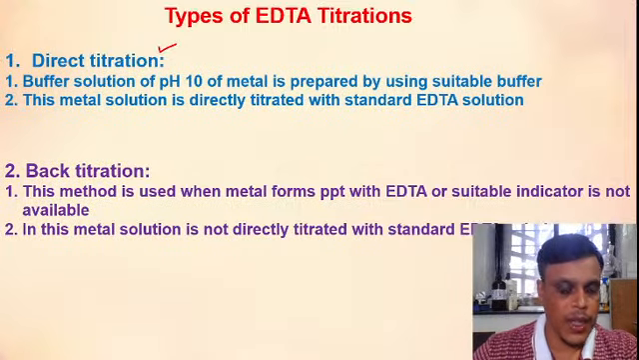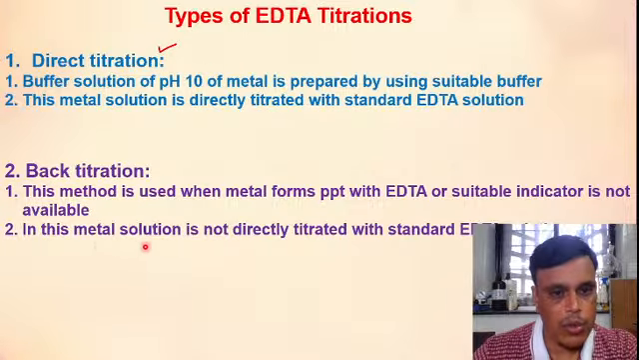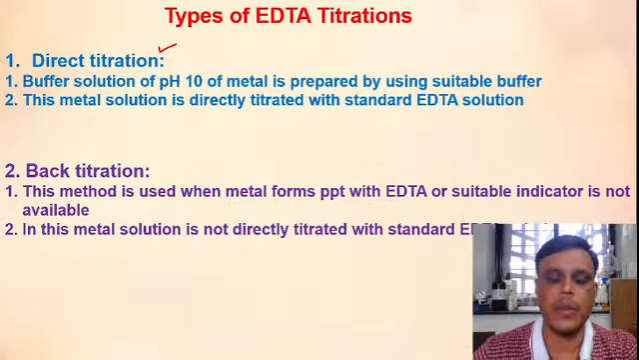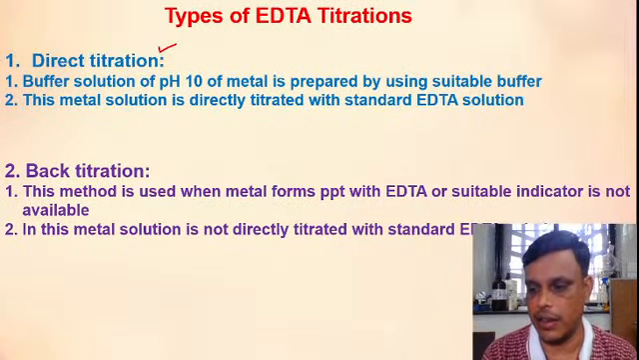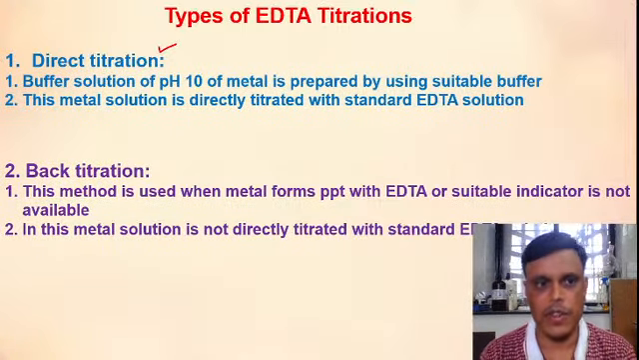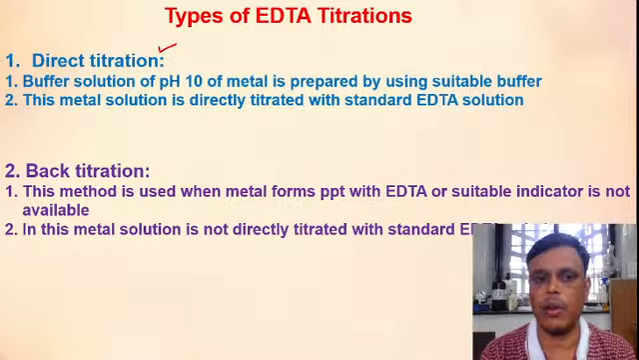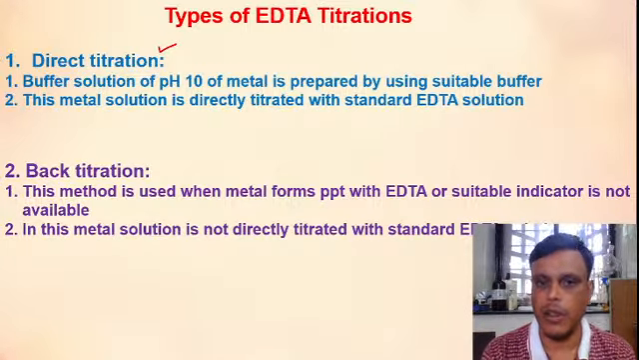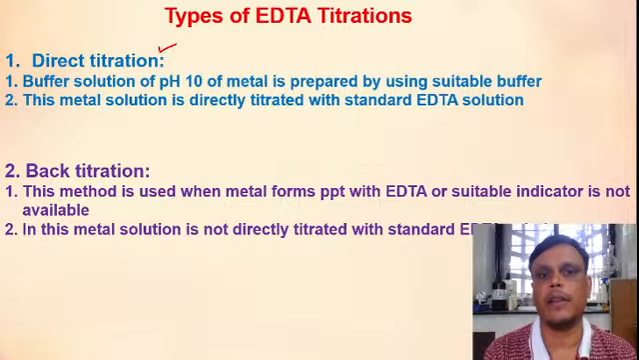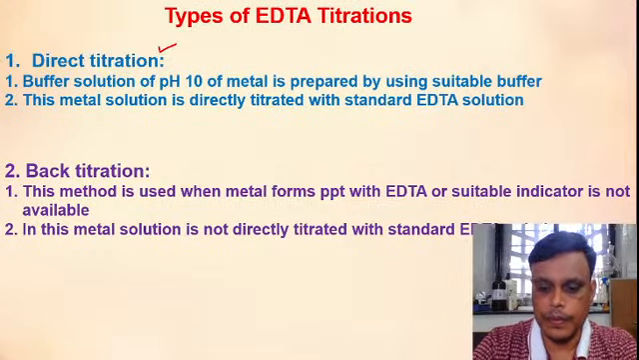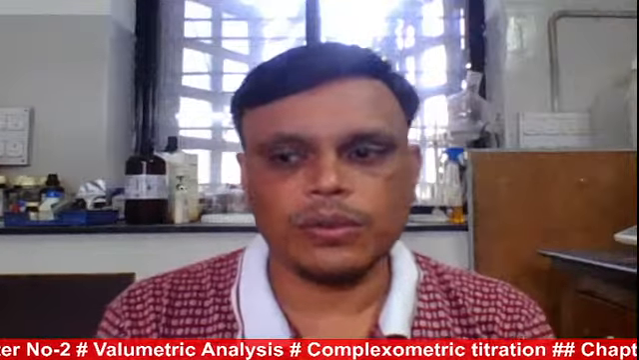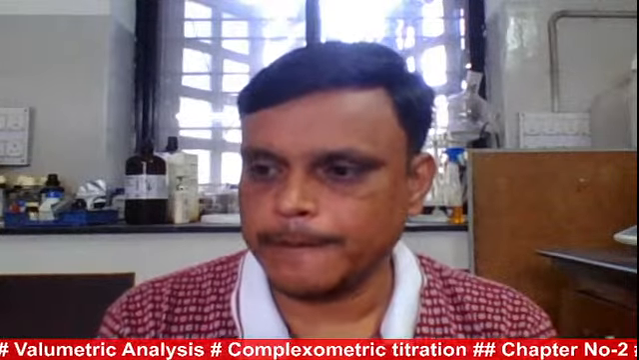So in this method the metal solution is not directly titrated with standard EDTA solution. So it is an indirect titration. First you have to run a blank and then the back titration, and then take the difference, and by knowing the difference you can find out the percentage of that particular metal present in the given sample. ठीक है, understood? Yes or no? समझ में आया? Two types of EDTA titration.